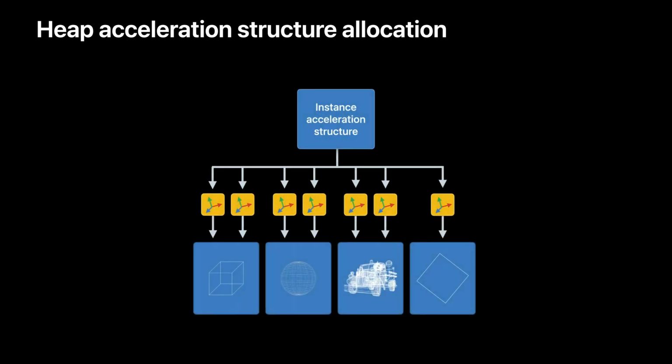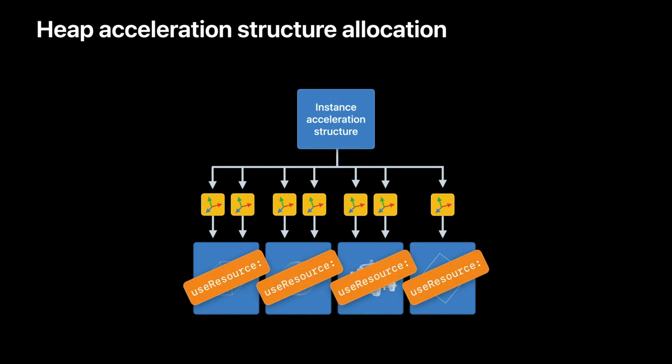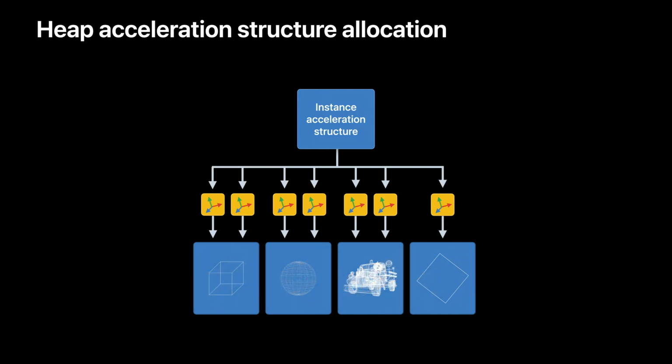Going back to the example scene, the instance acceleration structure references primitive acceleration structures indirectly. This means that each time you want to use an instance acceleration structure with a command encoder, you need to call the useResource method for each primitive acceleration structure. For large scenes, this could require thousands of calls to useResource each time you use the instance acceleration structure. Knowing that you have so many useResource calls, you could call useResources to reduce the number of API calls.